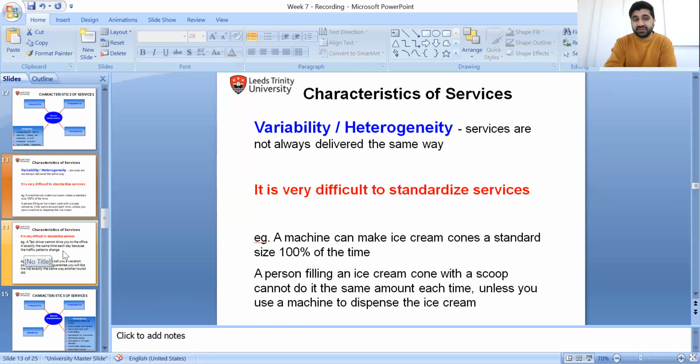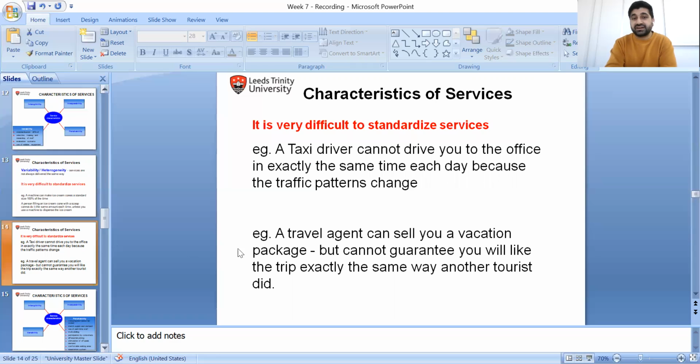I have another example for you, a taxi. A taxi driver cannot drive you to the office in exactly the same time each day because the traffic pattern changes every day. A travel agent can sell you a vacation package, but cannot guarantee you will like the trip exactly the same way as another tourist did.